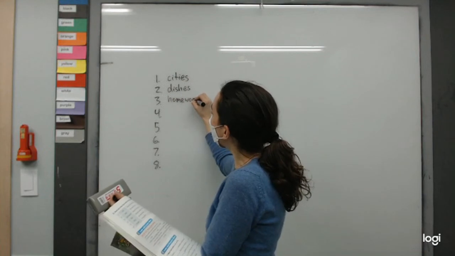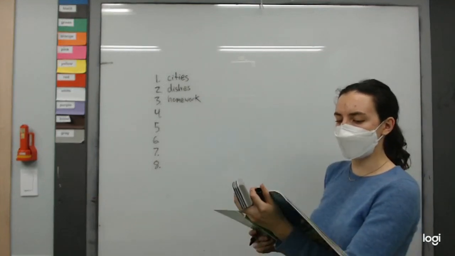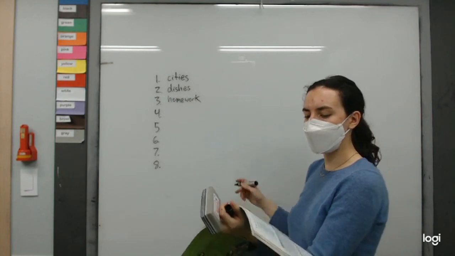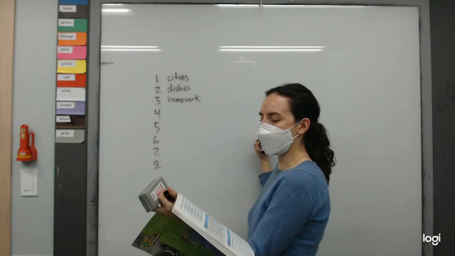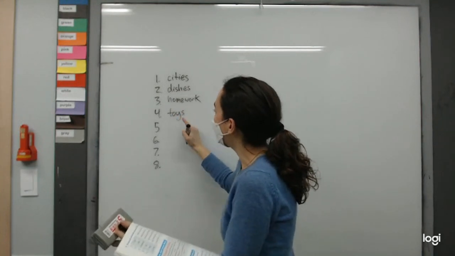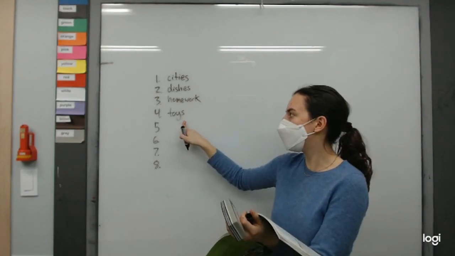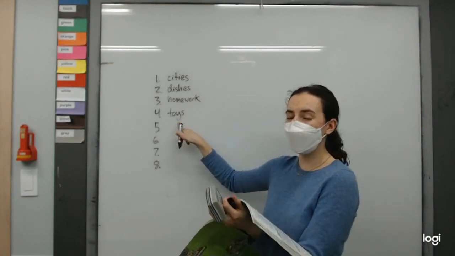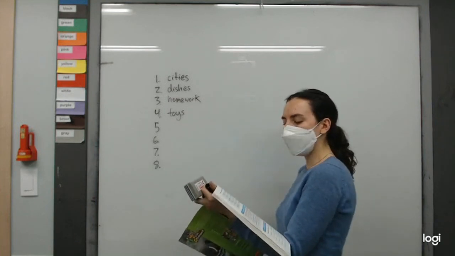Homework is a non-count noun. There is no plural form, so it always is the same. We don't have any homework today. Number 4, my baby brother has many toys. Many toys. Toy ends with a Y, and Y does not become IES, so it is a special form. Okay.